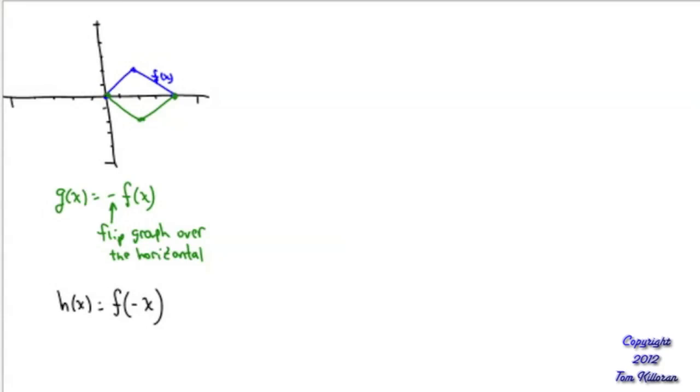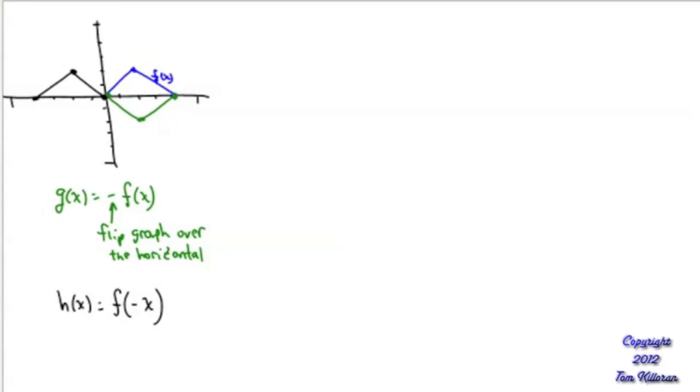So 0, 0 is not going anywhere. 2, 2 is going to become negative 2, 2 over here. And 4, 0 is going to become negative 4, 0. So our graph flips over the y-axis. So negative in front of the function flips it over the horizontal. Negative on top of the x is going to flip it over the vertical line, the y-axis in this case.